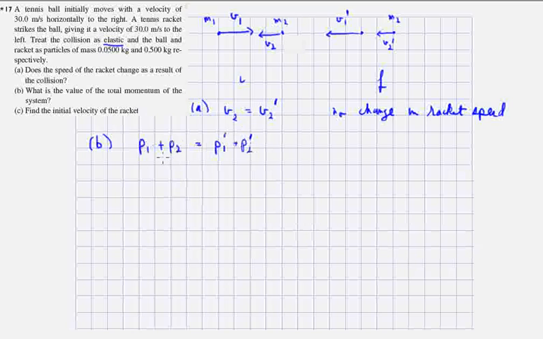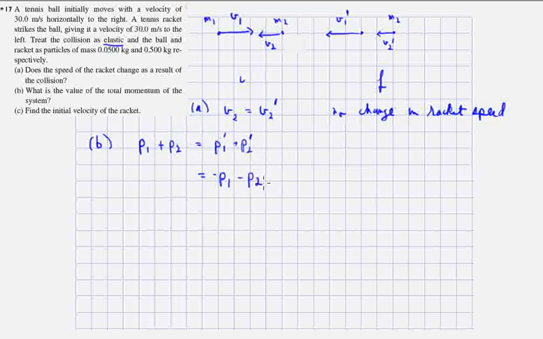On the other hand, I know that P1 prime has to be equal to minus P1. The momentum of the tennis ball reverses, and the momentum of the racket also reverses.